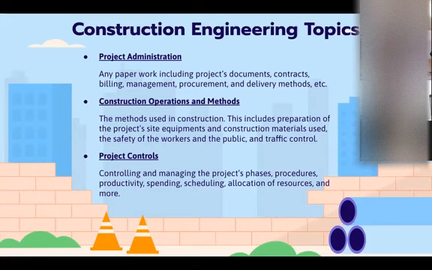The next topic is going to be construction operation methods. These are the methods used in construction. These include preparation of the project site, equipment, construction materials used, the safety of workers and the public, and traffic control. So this means making sure that you have all the right equipment at the job site to be able to do the job, as well as making sure that all the materials and sizes of beams and other things you order can make it through the roadways.